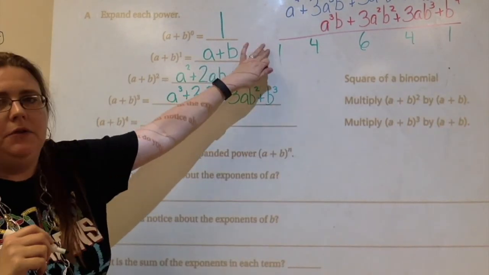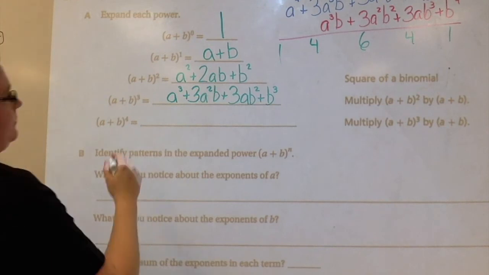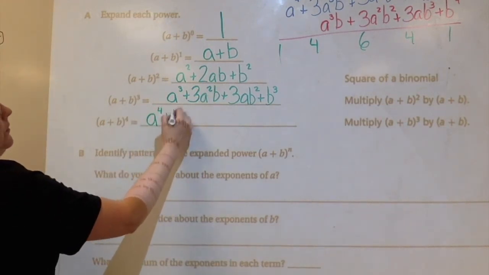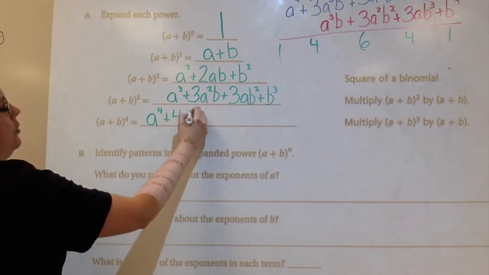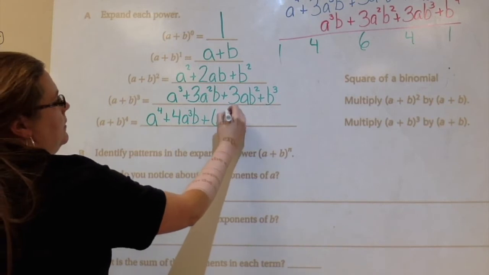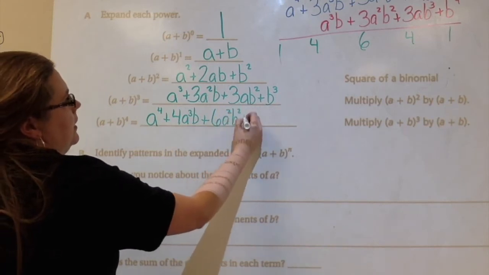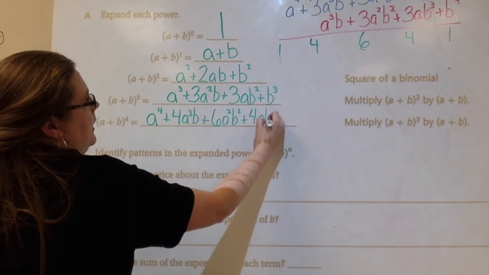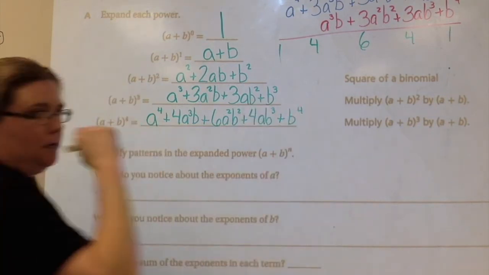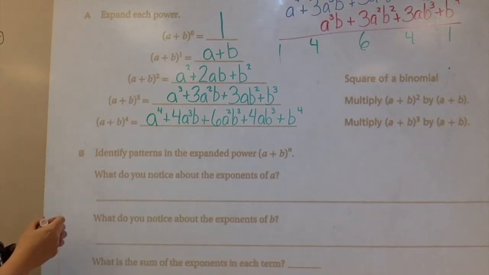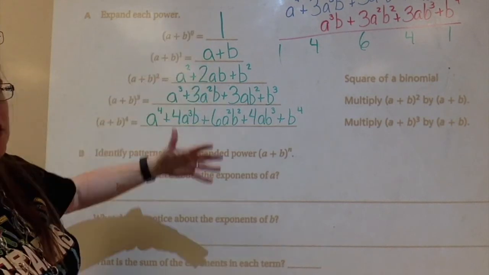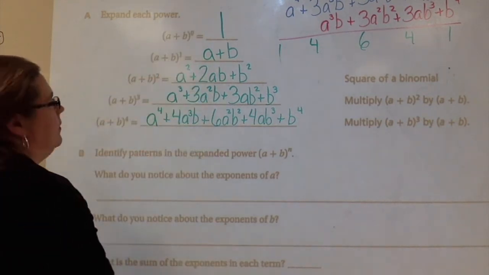Does this look familiar? So I have a to the 4th plus 4a cubed b plus 6a squared b squared plus 4ab cubed plus b to the 4th. Couple of other patterns we want to pull out there. Hopefully you noticed that the coefficients here are Pascal's triangle.